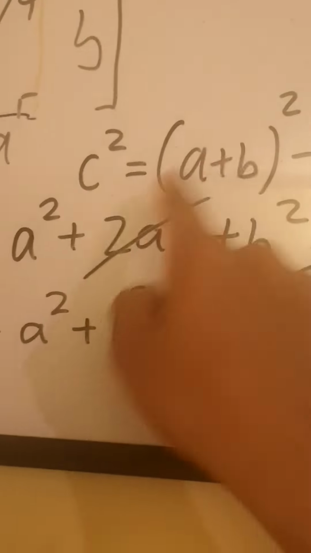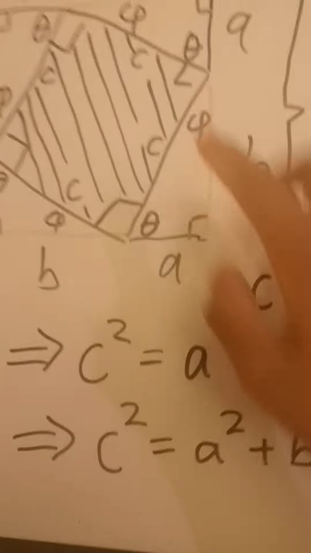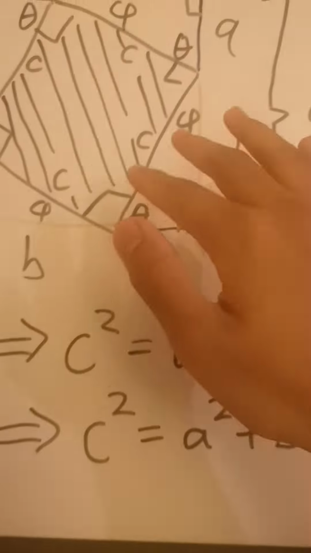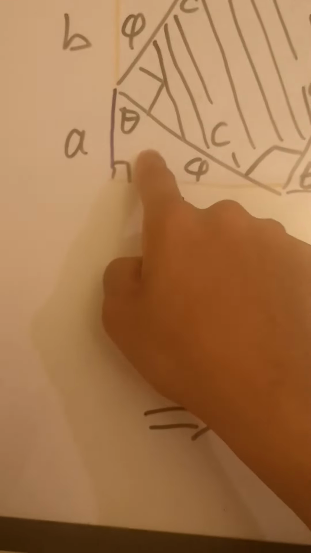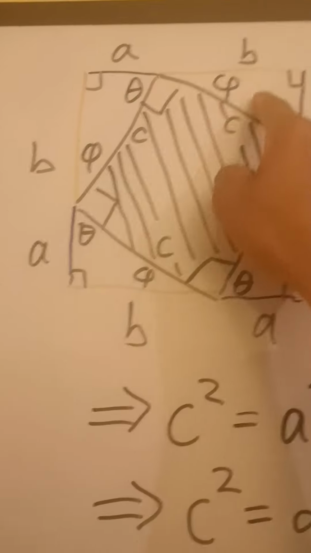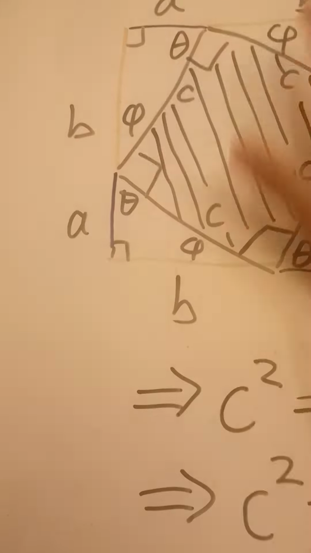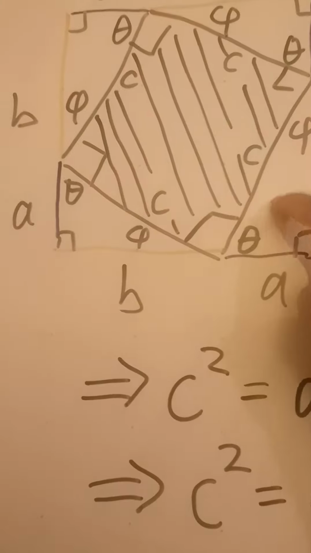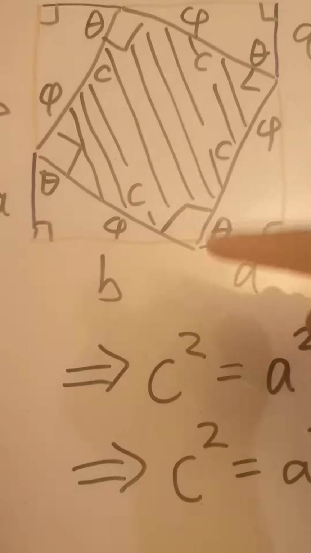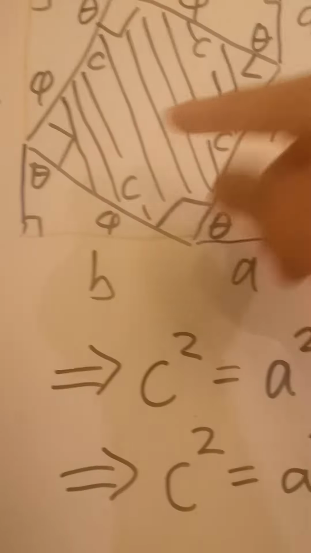Well, to find c squared, what I can do is take the area of this entire square, and take away 4 times the area of this triangle, because there's 1, 2, 3, 4. So if you take the area of this entire thing, and then subtract this away, subtract this away, subtract this away, subtract this away, I get the area of this inner square, the shaded part, c squared.